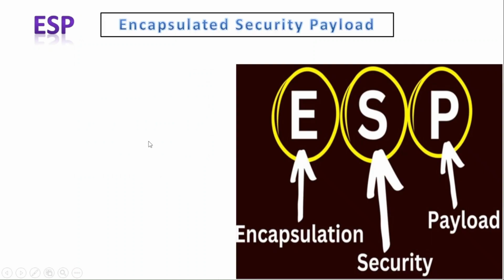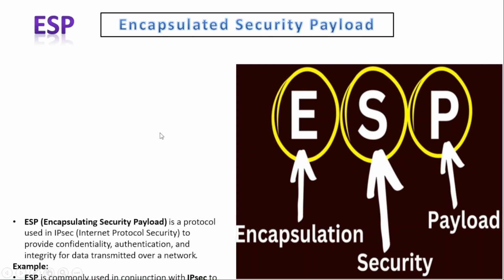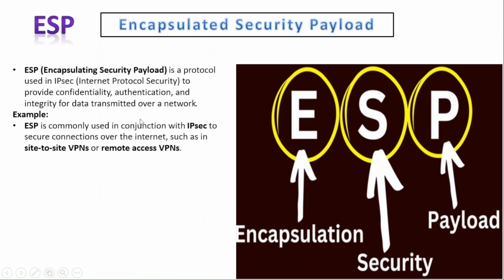ESP, that is Encapsulating Security Payload. So ESP, Encapsulating Security Payload, is a protocol used in IPsec, that is Internet Protocol Security, to provide confidentiality, authentication, and integrity for data transmitted over a network. Example: ESP is commonly used in conjunction with IPsec to secure connections over the Internet, such as in site-to-site VPNs or remote access VPNs.